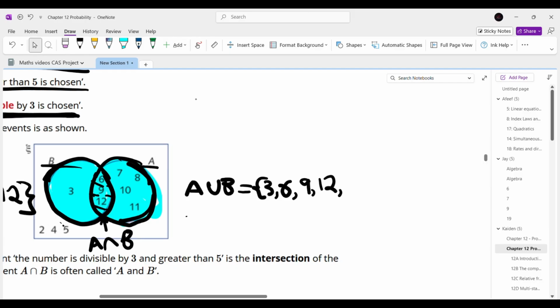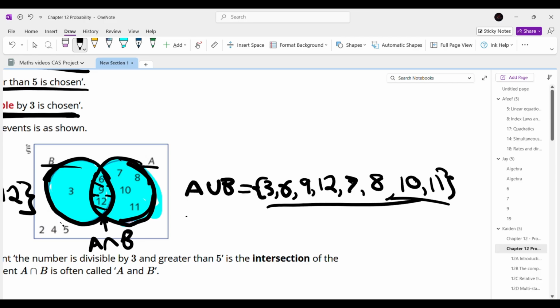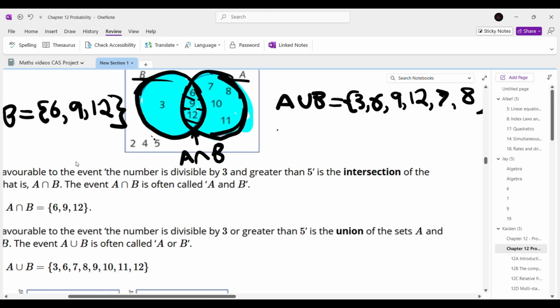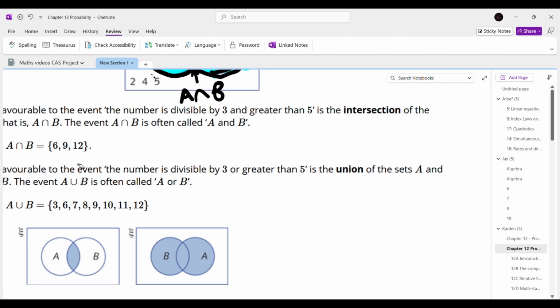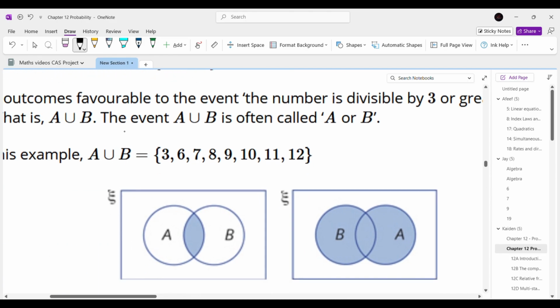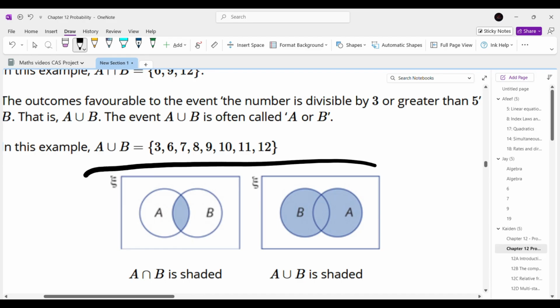to 3, 6, 9, 12, 7, 8, 10, and 11. And as you can see here, there are 8 favorable outcomes that are either A or B. And you write A or B like this, with a little U-like symbol at the bottom. And obviously you can see here, this is what I just showed you earlier.